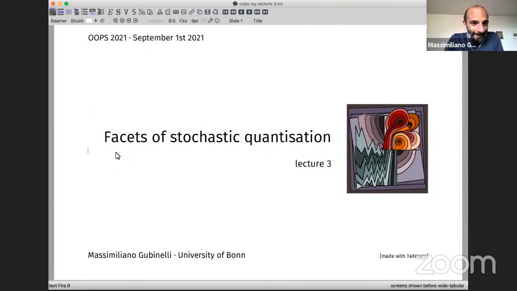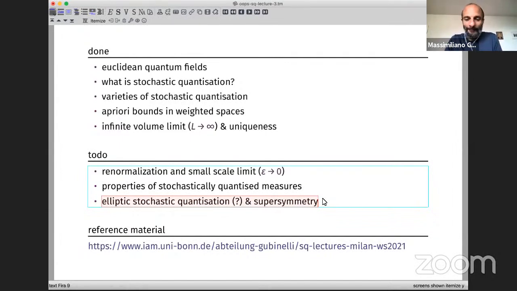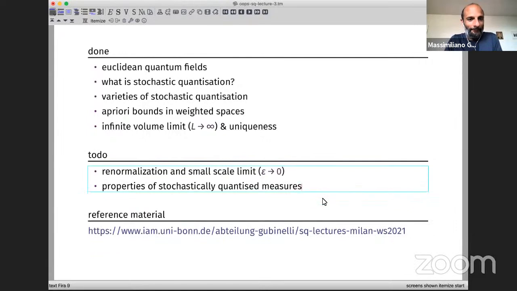So let's just start. This is my last lecture. I think I have to somehow reduce. I think I will not have time to discuss elliptic equation. I think it would require a mini course on itself, especially because it involves strange concepts like supersymmetry.